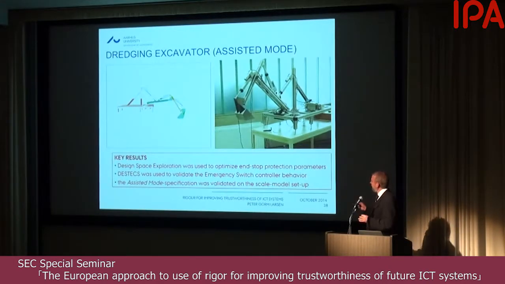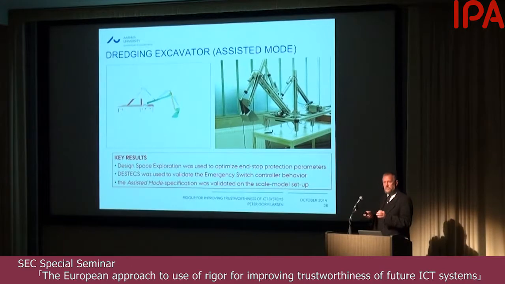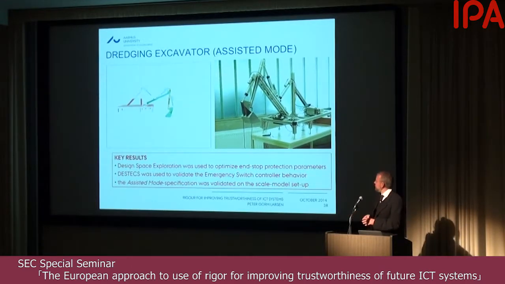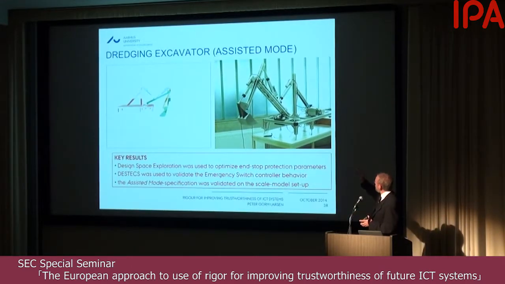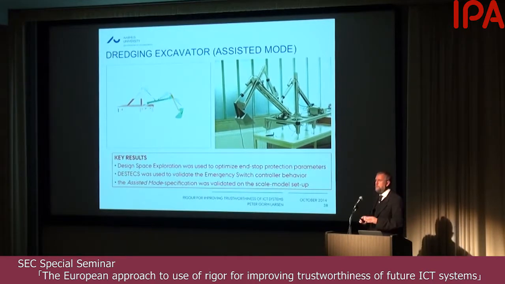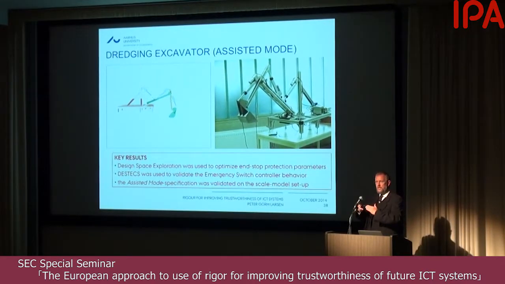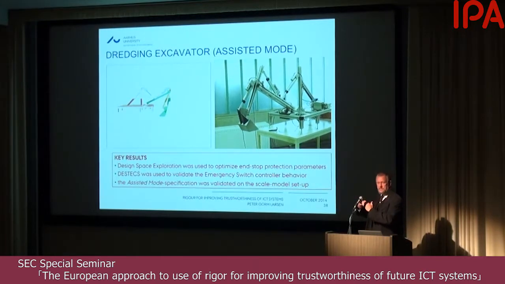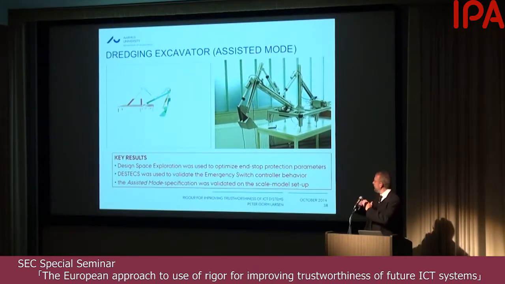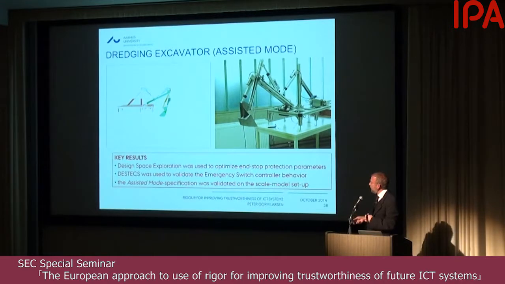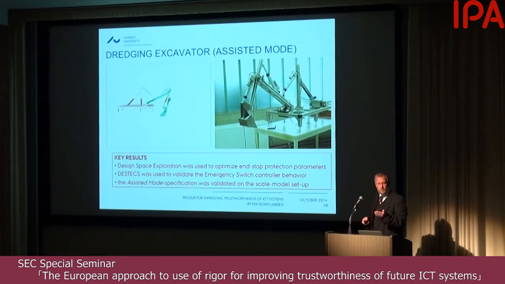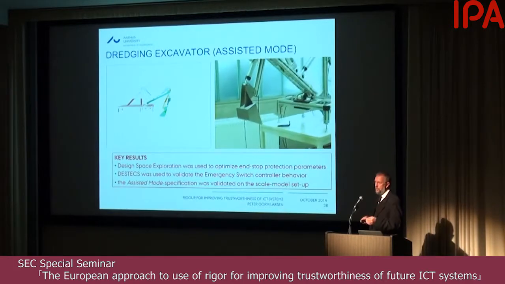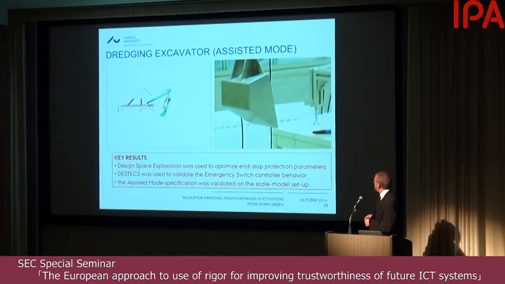What was used here essentially was design space exploration to determine where we should put something to prevent the operator from getting all the way to the place where it would crack. And you can't stop it immediately, so you have to stop it gradually. That was what design space exploration was used for, to determine the best protection parameters to ensure this.